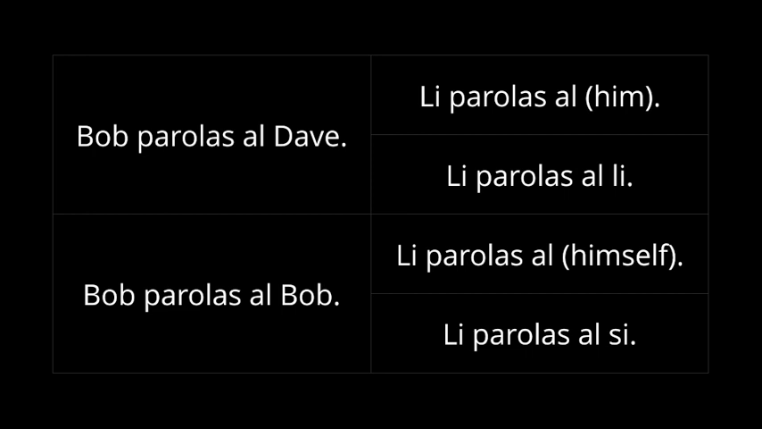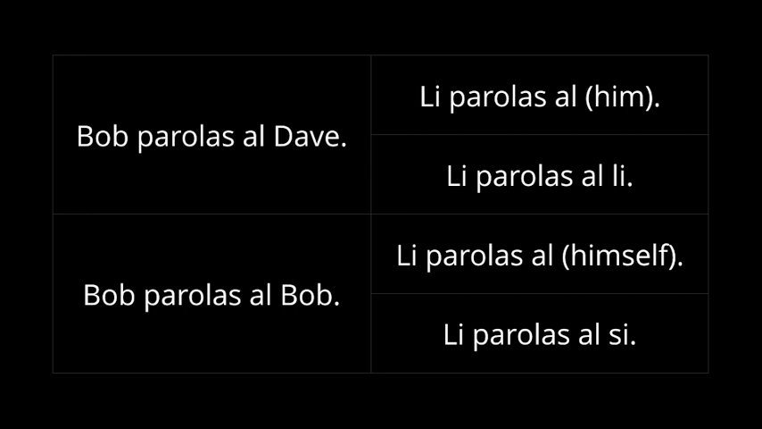So, with third person, there's this extra pronoun called the reflexive pronoun. And that's not a typo for "she" in the last line there. That's actually "si." See, "si" is the reflexive pronoun. It's what you use in third person when you mean the same thing as the subject. So if I say "li parolas al li," strictly speaking, that means one man is speaking to a different man. If I say "li parolas al si," that means he speaks to himself.